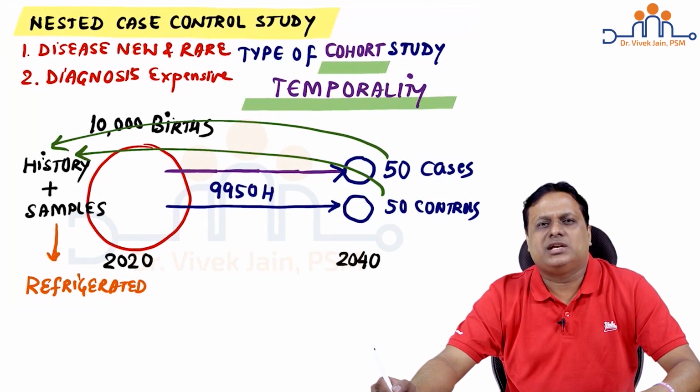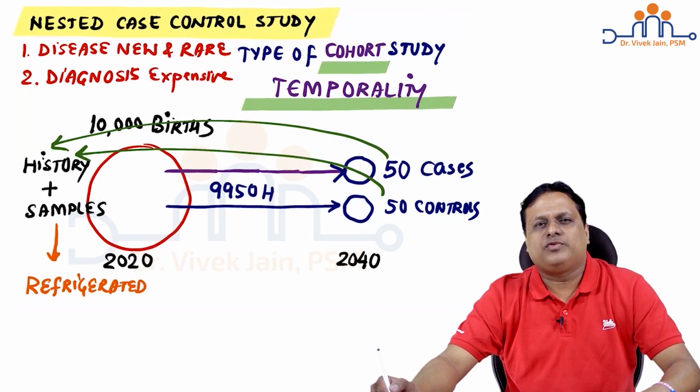So radiation exposure in the first trimester could be a possible risk factor for occurrence of this disease at 20 years of age. Or you find some other difference in history. Cases' mothers took diethylstilbestrol in pregnancy, control mothers did not take it. So diethylstilbestrol exposure in pregnancy could be a possible risk factor for occurrence of this disease.